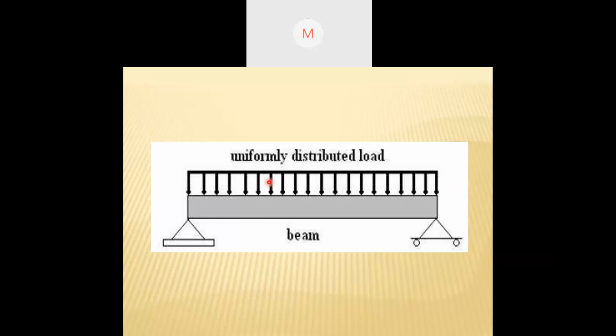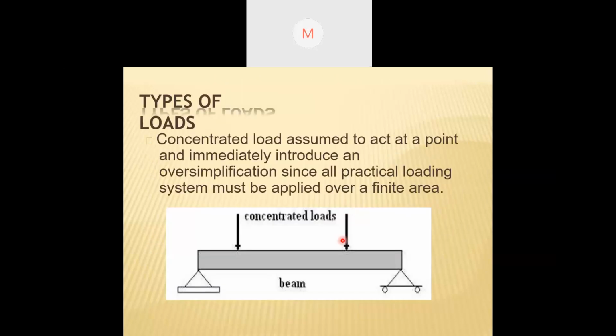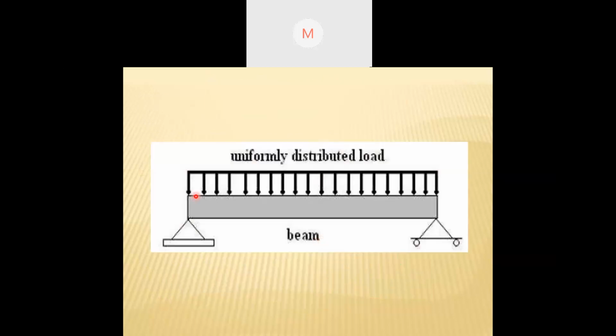Do not go to the figure. A uniformly distributed load means what? The load is distributed uniformly over the whole beam. Understood? A point load may be like this also. Look, there are two point loads here. But you cannot say this is uniformly distributed, right? But here, look, it is present all over the beam and the same amount of load is present. So that is known as a uniformly distributed load.